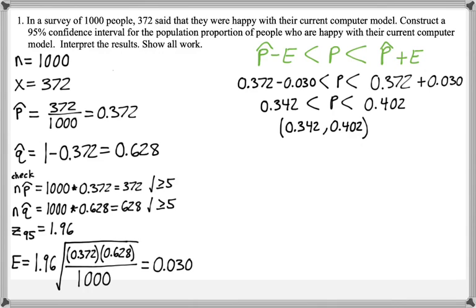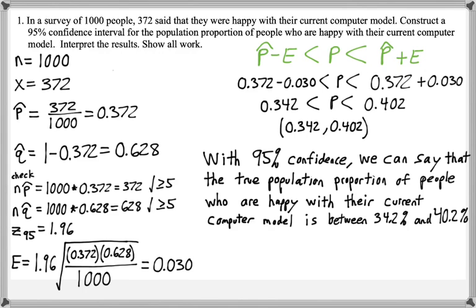Now for the conclusion, I'm going to convert both of these to percentages. So I want to move my decimal place 2 places to the right. So with 95% confidence, we can say that the true population proportion of people who are happy with their current computer model is between 34.2% and 40.2%.